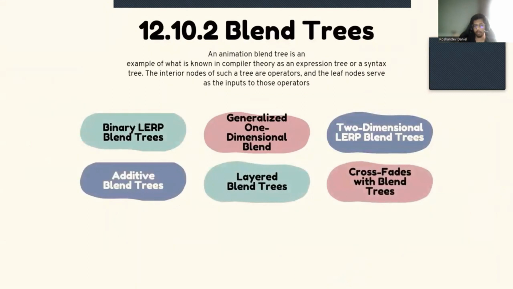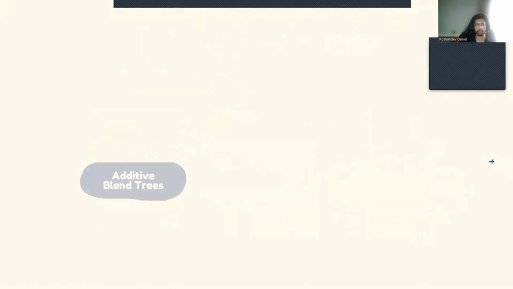We also have blend trees, which are an expression tree or a syntax tree, where the interior nodes are operators and the leaves serve as the inputs of those operators, which helps in determining the state of the animation. So you have binary LERP blend trees, generalized one-dimensional blend, two-dimensional LERP blend trees, additive blend trees, layered blend trees, and crossfades with blend trees.